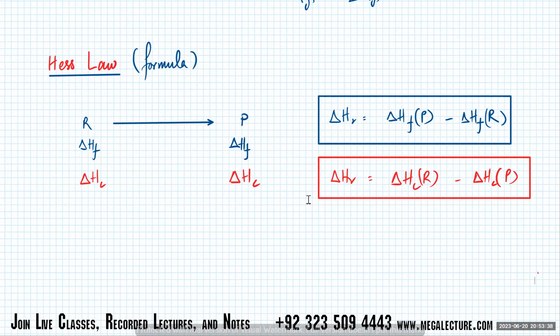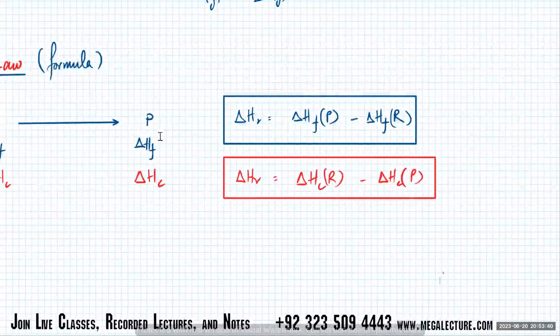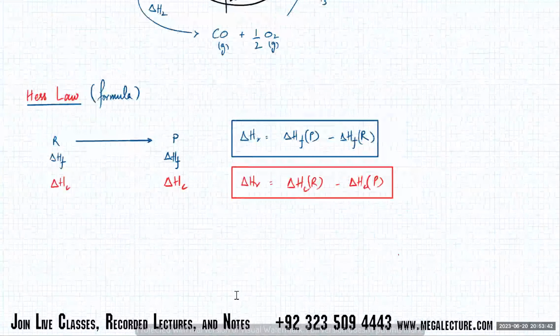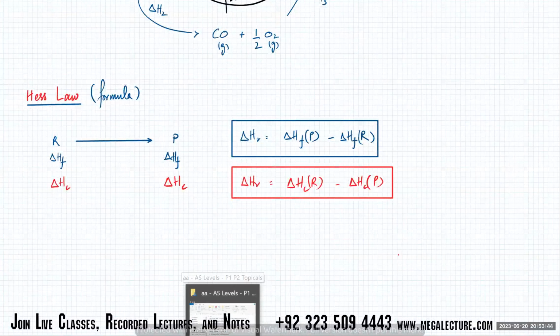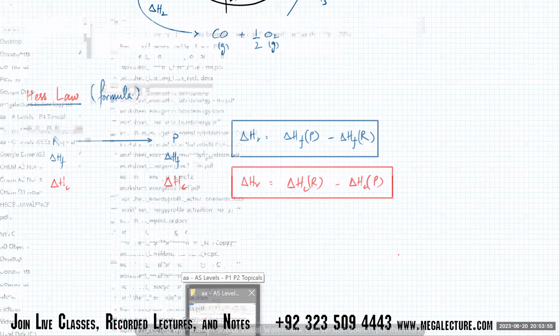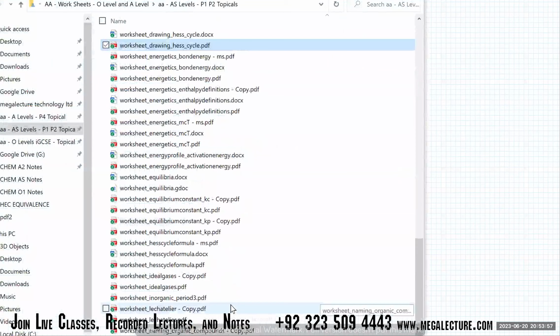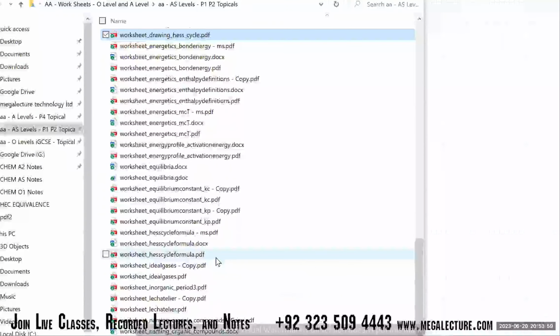But the formulas are conditional. You need to know either the enthalpy of formation or the enthalpy of combustion. Okay? So I'll just do a couple of questions. Again, this is the Hess cycle. You can draw the entire Hess cycle, but it's going to take a very long time. Or you can just skip the Hess cycle drawing part and just use the formula. So I'll just do a couple of questions related to the formula.